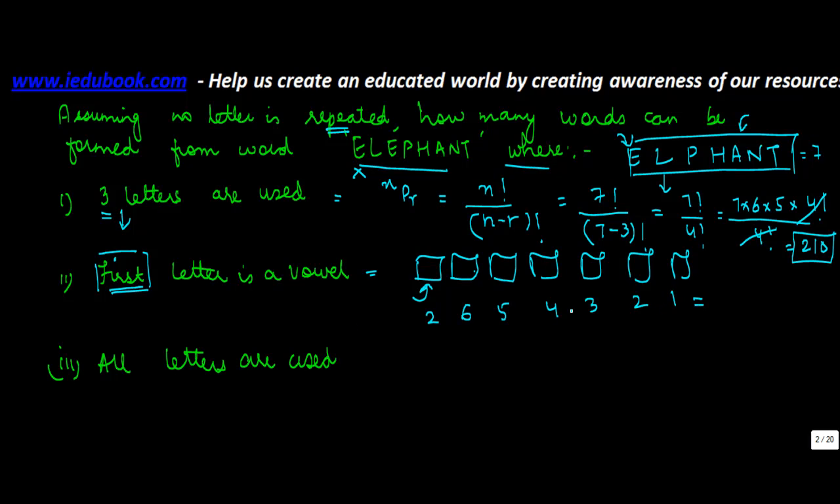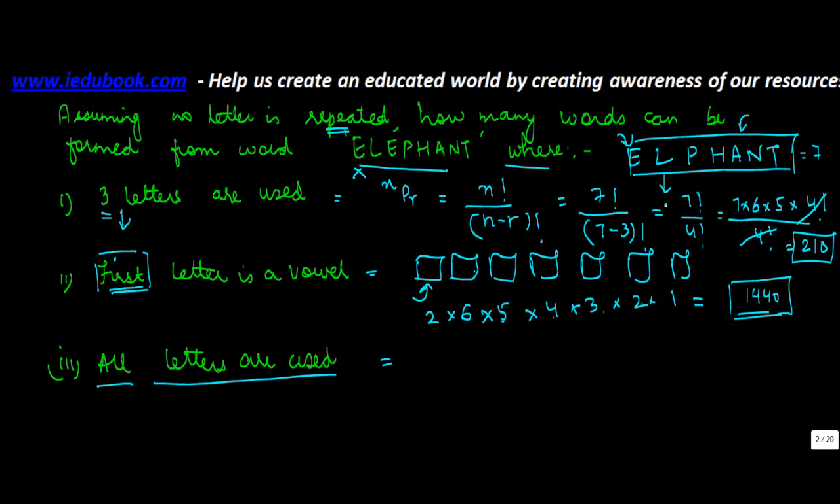So if you multiply this, what will you get? 2 times 3 is 6. 6 times 4 is 24. 24 times 5 is 120. 120 into 6 is 720, and 720 into 2 is 1440. So there are 1440 ways of doing this. There's a formula also for doing this, which I will take you through in a subsequent one.